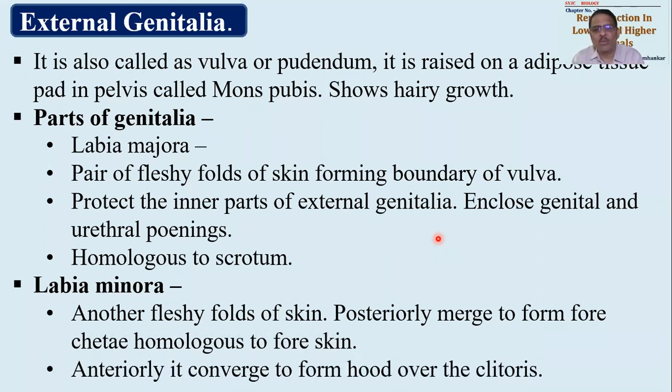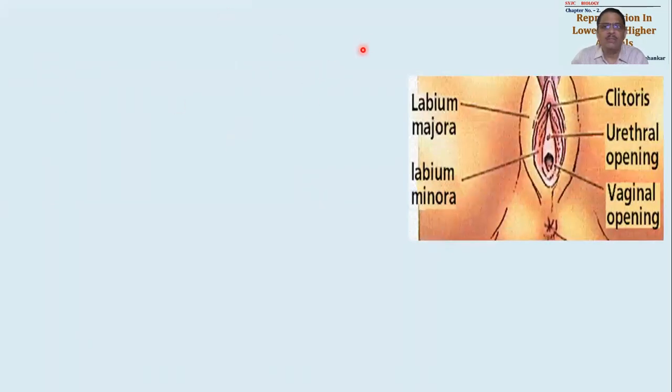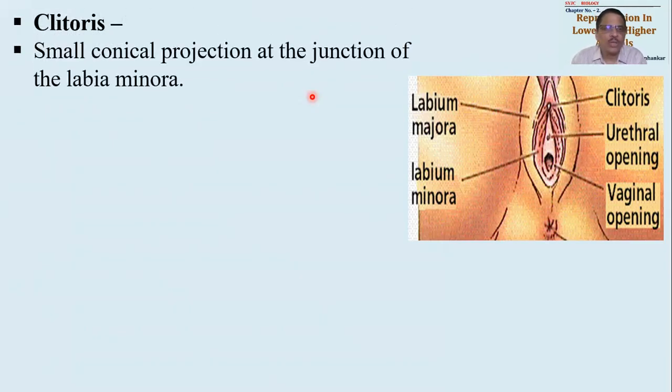Anteriorly, it will converge to form a hood-like structure. Labia minora जो है दोनों ऊपर की तरफ connect हो जाएंगे and that will develop a hood-like structure, over that is called as clitoris. So clitoris is external genitalia. We'll have to discuss it later on. Now clitoris is one more region available. Clitoris actually is a special organ made up of same type of muscles as that of penis, erectile muscles.